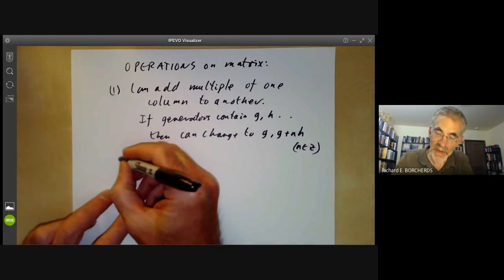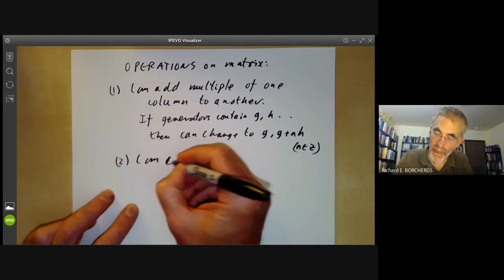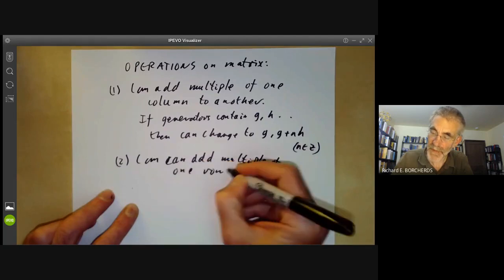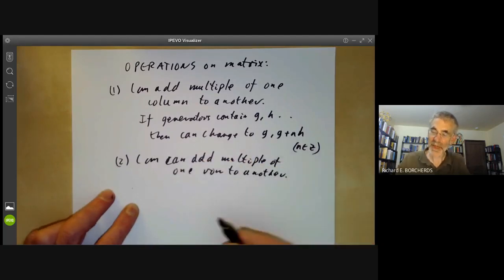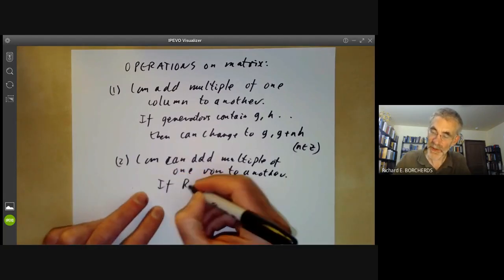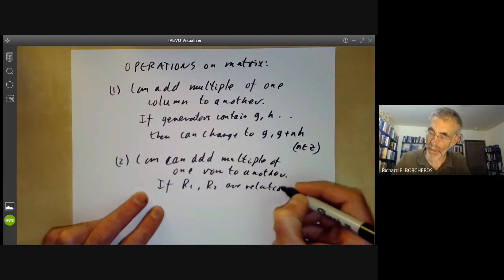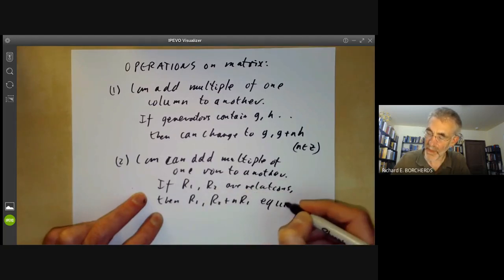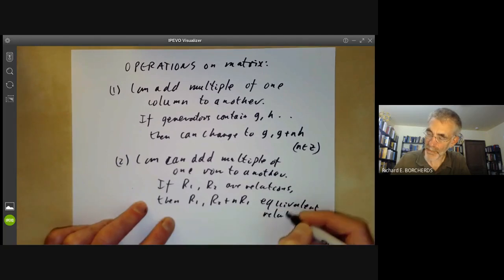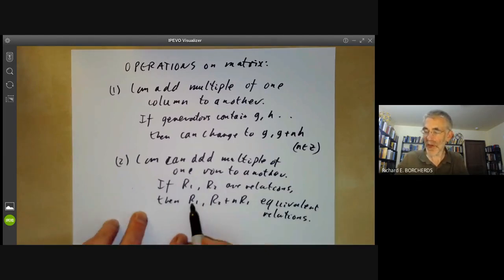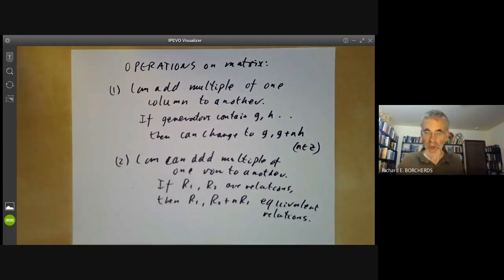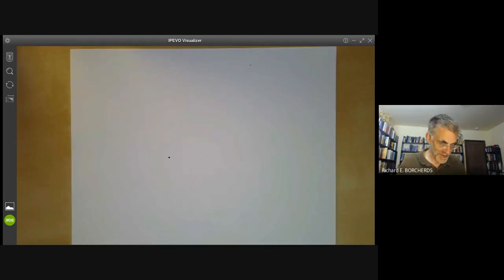Secondly, we can add a multiple of one row to another. And this is again fairly obvious, because if R1 and R2 are relations, then R1 and R2 plus nR1 are equivalent relations. So if we know R1 and R2 are zero, then we know that these two are zero. And if we know that these two are zero, then we know that those two are zero. So we can do all the usual row and column operations on matrices without affecting the group, without affecting our abelian group.